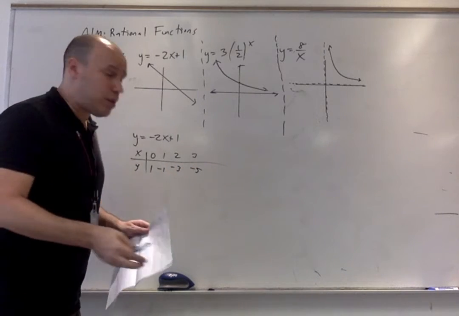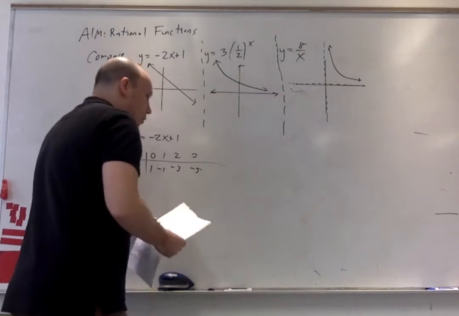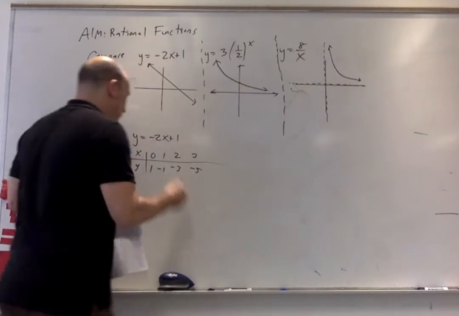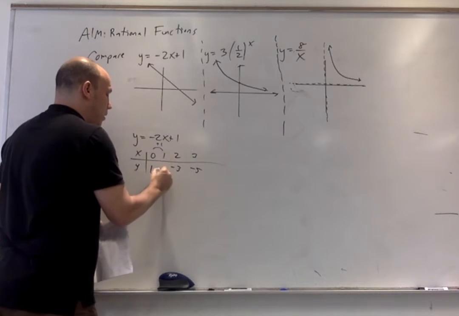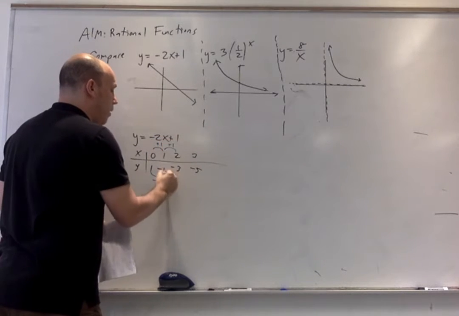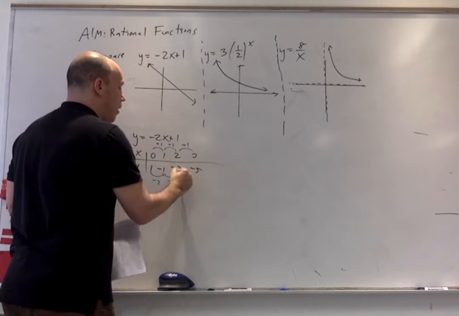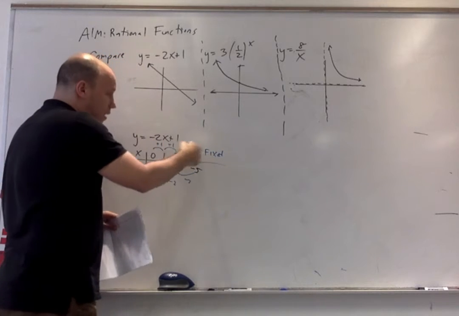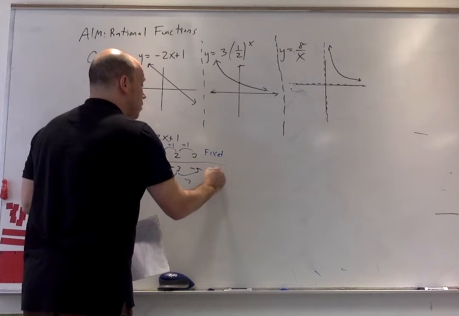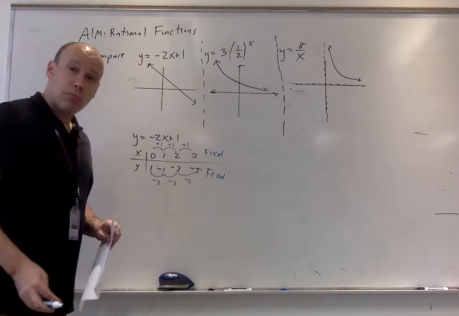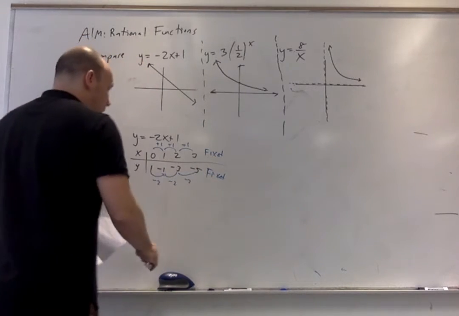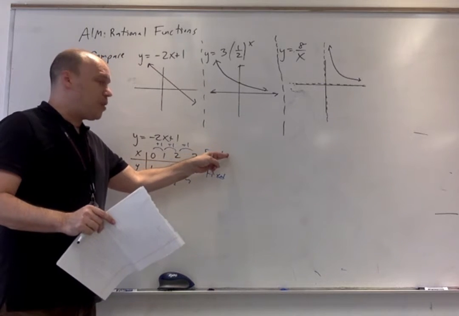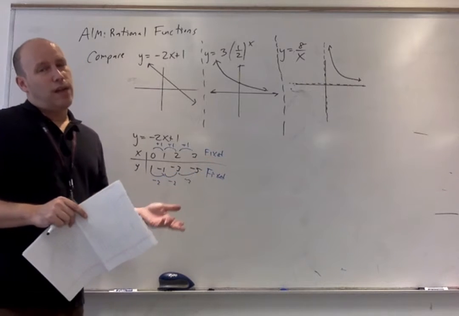And so the point the book makes is that when the change is fixed, in this case we're going plus 1, minus 2, plus 1, minus 2, plus 1, minus 2. When the change in x is fixed, the change in y is fixed. It's decreased once again. As x changes in a fixed way, y changes in a fixed way.